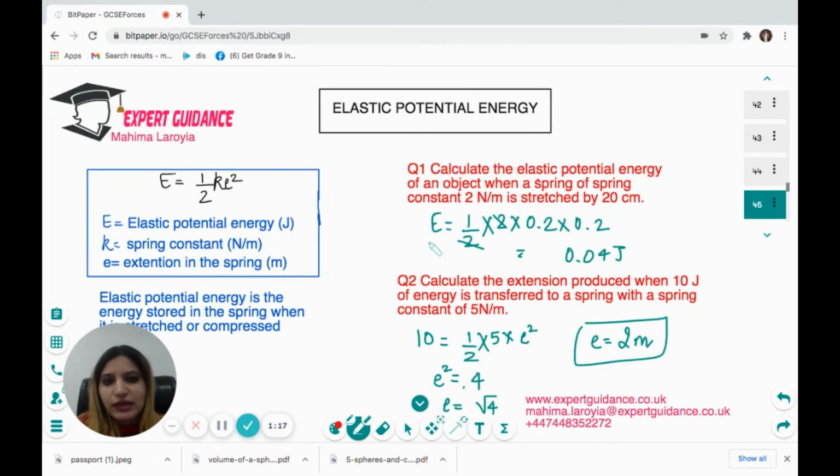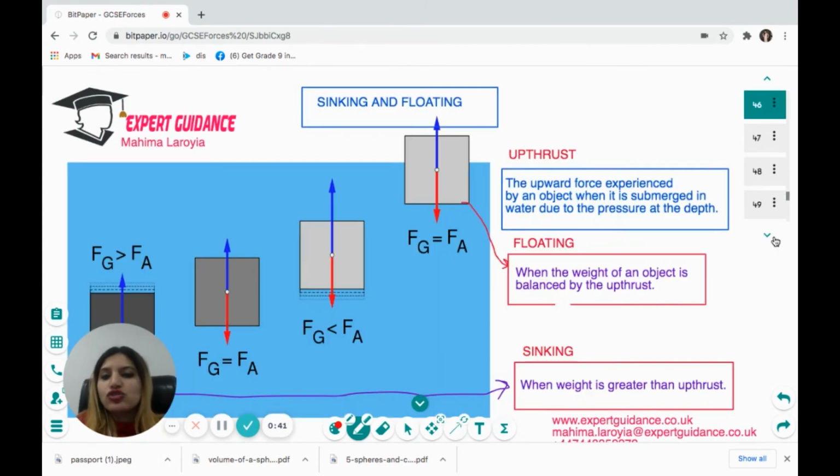Okay, so for the first one, we'll use this formula. Elastic potential energy is half ke squared, and we'll take care that here the distance is 20 centimeters. We need to convert it into meters, which is 0.2. So the energy would be half ke squared, which is half times 2 times 0.2 times 0.2, which is 0.04 joules. For the second question, energy, which is 10 joules, is 0.5 times 5 e squared. We multiply by 2, divide by 5, so e squared equals 4, e is root 4, so e would be 2 meters.